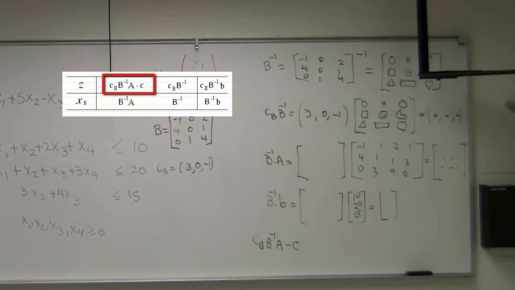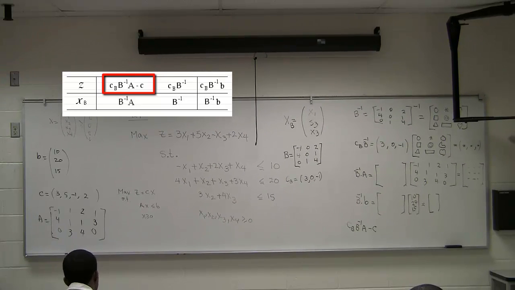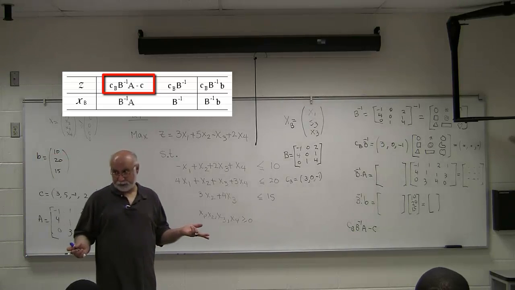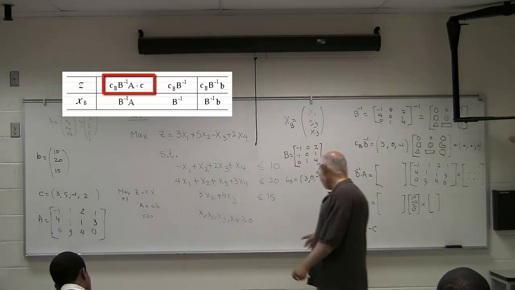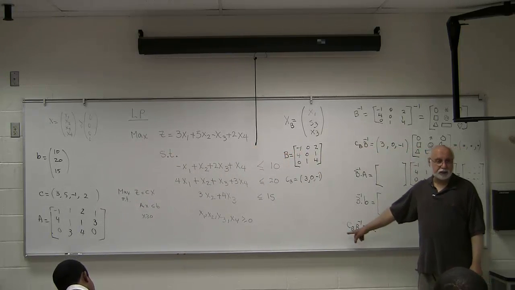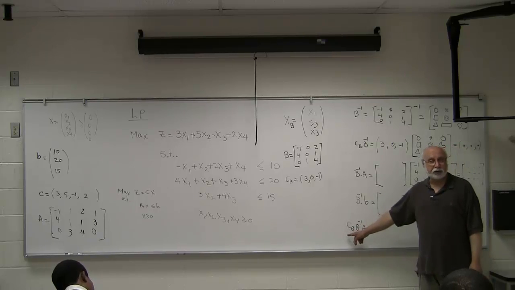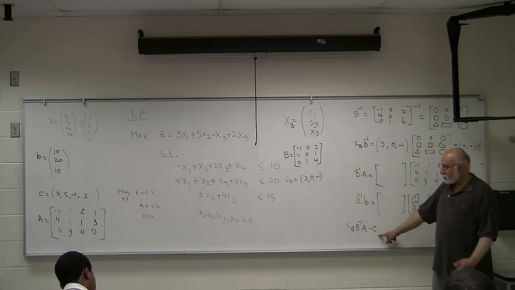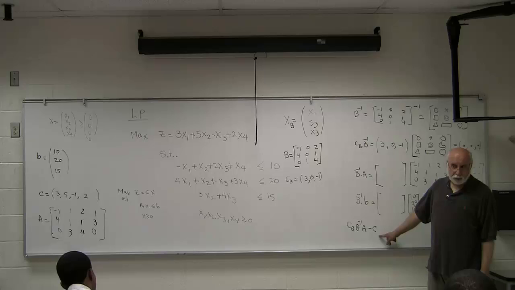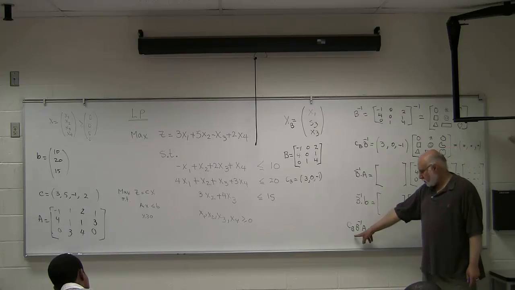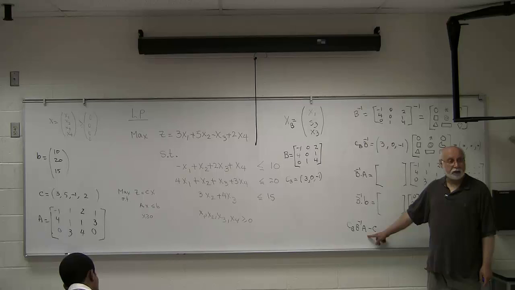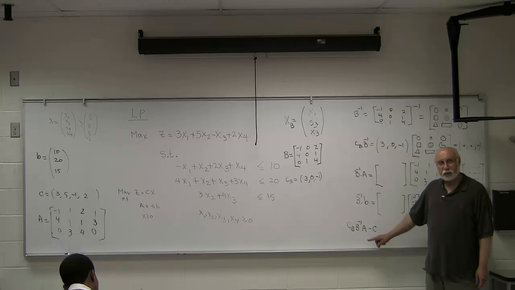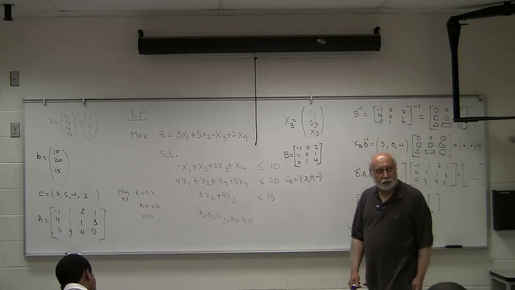Now, what do you think the size of CB B inverse A will be? The same as C, because we are subtracting this thing. These are matrices and vectors. You can only do this calculation if they are the same size. So what is C? It's 1 by 4. When you multiply it, the result will be 1 by 4. Okay? And they go inside the tableau.